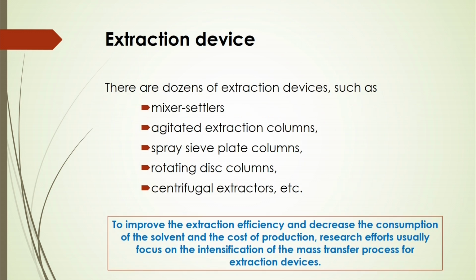Now, what are the extraction devices generally being used? There are dozens of extraction devices such as mixer settlers, agitated extraction columns, spray sheet plate columns, rotating disc columns, centrifugal extractors, etc. And to improve the extraction efficiency and decrease the consumption of the solvent and the cost of production, research efforts usually focus on the intensification of the mass transfer process for these extraction devices.